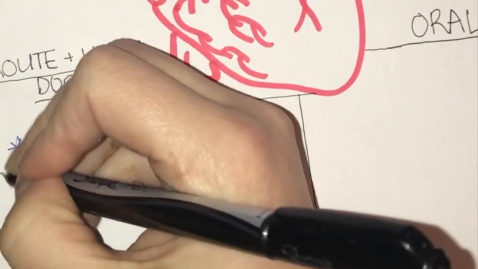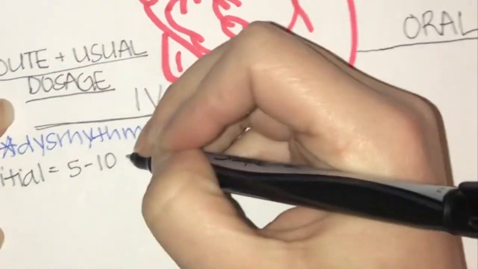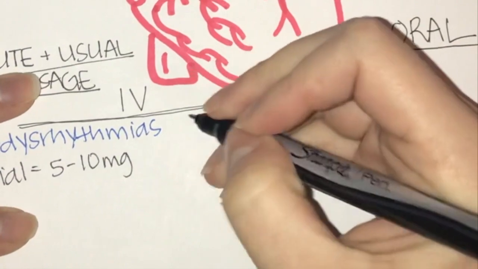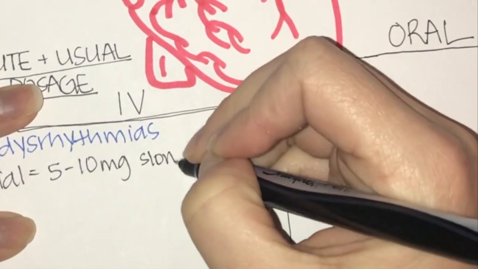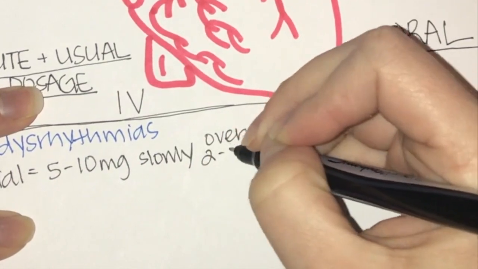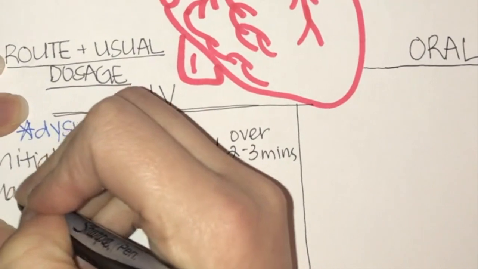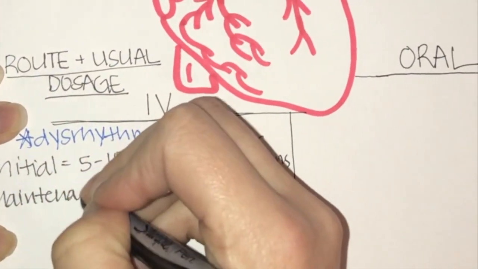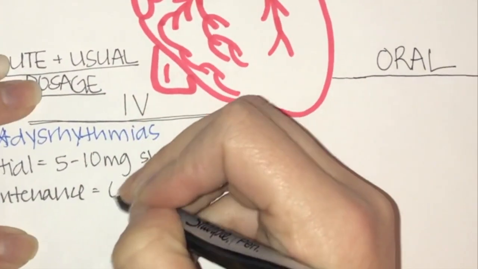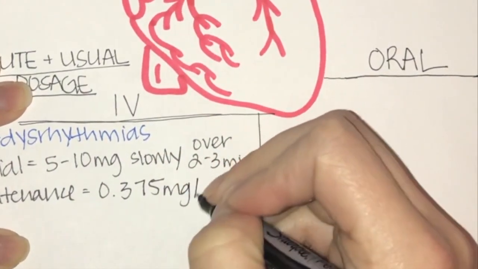The initial dose is 5 to 10 milligrams, given slowly over 2 to 3 minutes. And then the maintenance dose is 0.375 milligrams per minute.